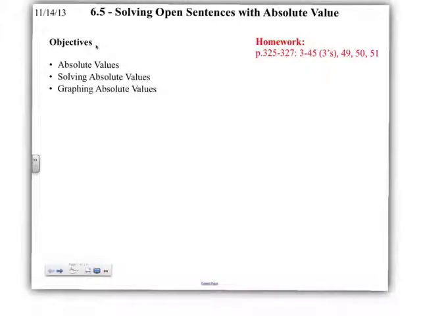Good evening. Tonight we are going to talk about absolute values.